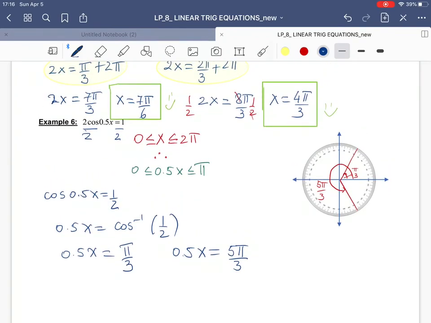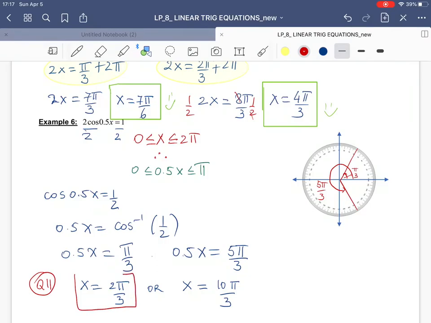So divide both sides by 0.5 to get to our angle, or multiply by 2, and we get x equals 2 pi over 3, or x equals, so multiply by 2, 10 pi over 3. So 2 pi over 3, just to get an idea, will be in second quadrant. So quadrant 2, which means in our domain. So we will list this as a solution for x.